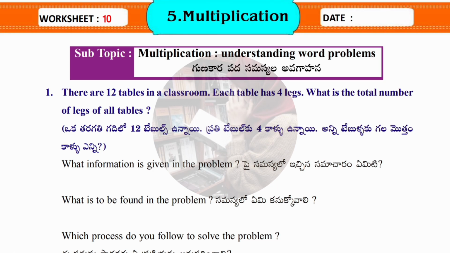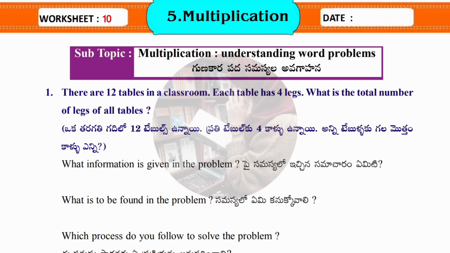Okay, got it, guys? Okay, let's move on to the next worksheet, that is worksheet number 10. Here the subtopic is multiplication, understanding word problems. Okay, let's see the first question. There are 12 tables in a classroom. Each table has 4 legs. Okay, what is the total number of legs of all tables?